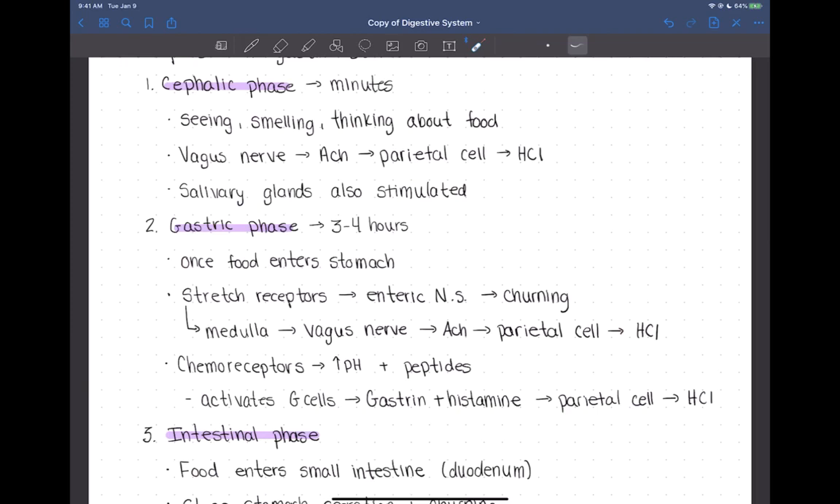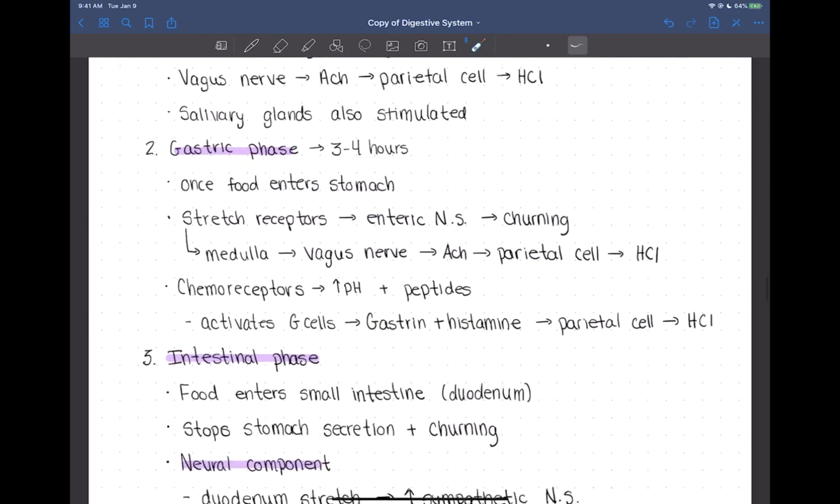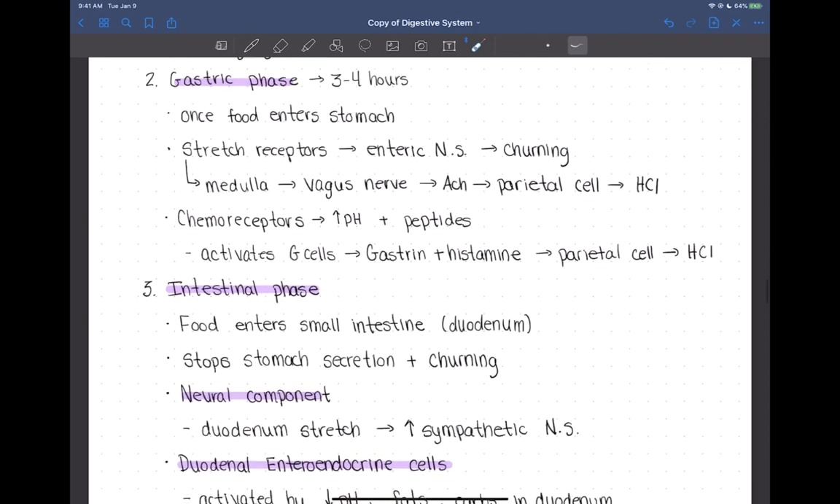And so then our second phase lasts about 3 to 4 hours. It's called the gastric phase. Gastric meaning stomach, so this is once that bolus of food reaches the stomach. All right, so once it enters the stomach, that's going to stretch the stomach out a little bit. All right, and that stretch, there are going to be stretch receptors that are going to be acting in 2 different ways.